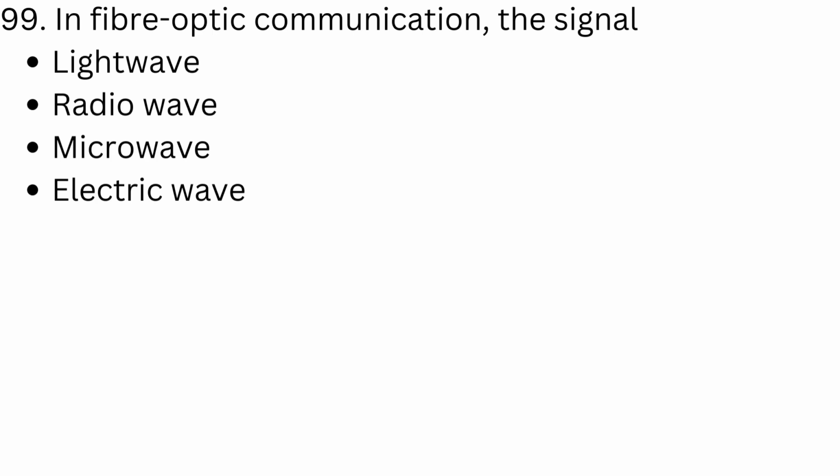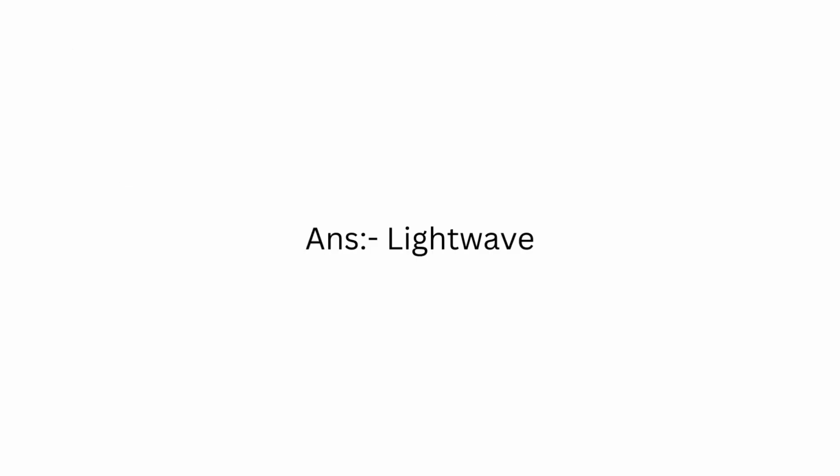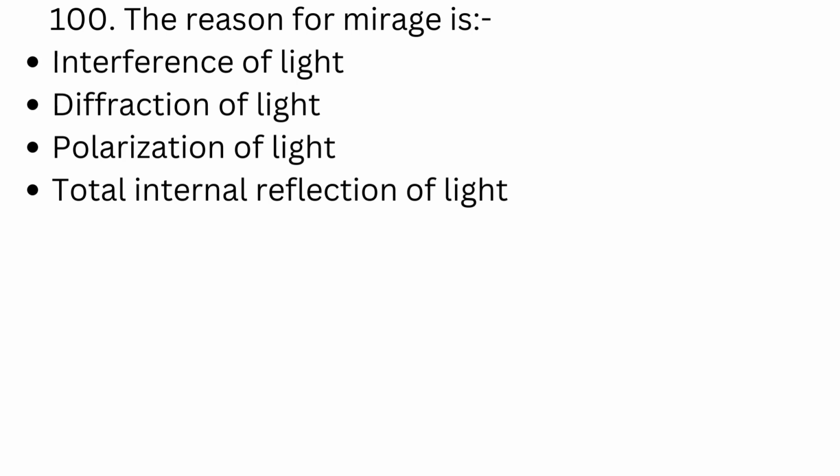This is our second last question. In fiber optic communication, the signal travels in the form of which wave? And the options are light wave, radio wave, microwave, electric wave. And the answer is light wave. That is, fiber optic communication is a type of communication in which the signal travels in the form of light wave.